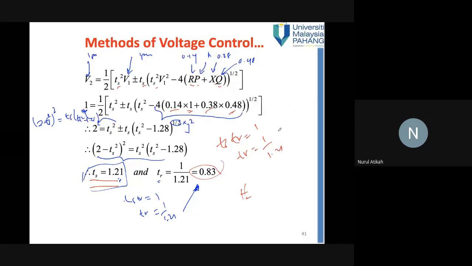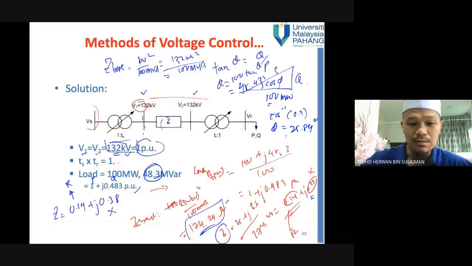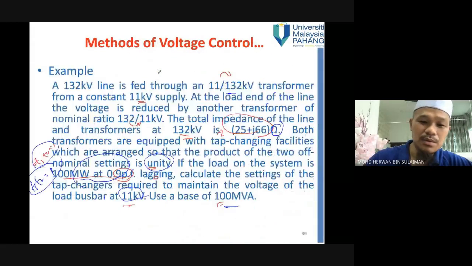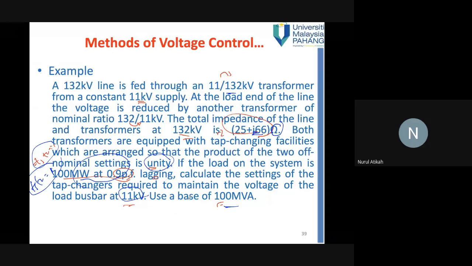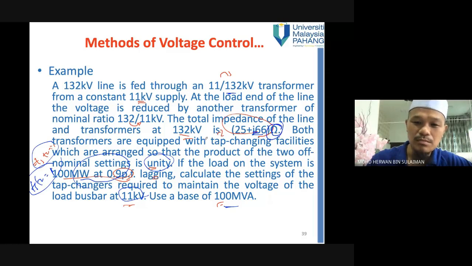Saya tak faham yang R tu macam mana dapat 0.114. R kan 25 tambah J66. Ya, ni dalam ohm. Dia kena tukar dalam bentuk per unit lah. So you kena cari Z base.